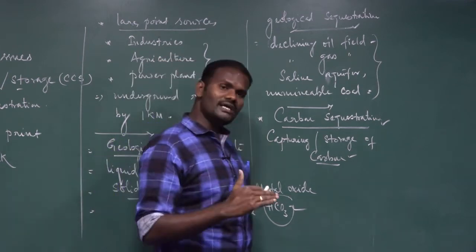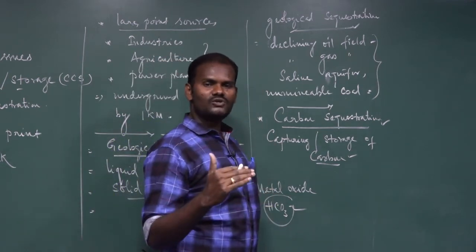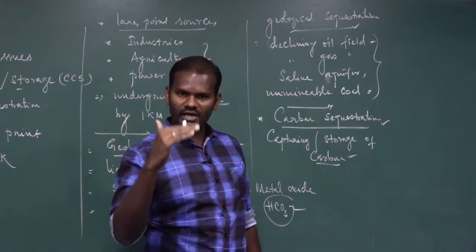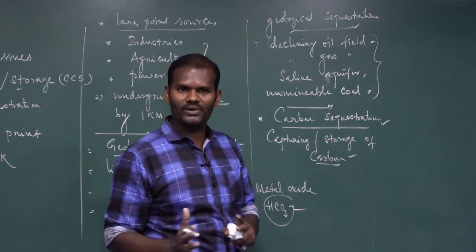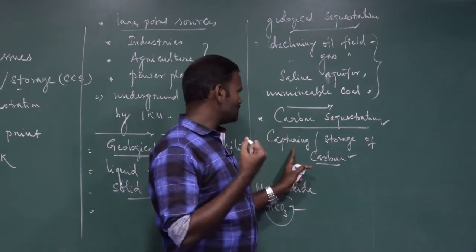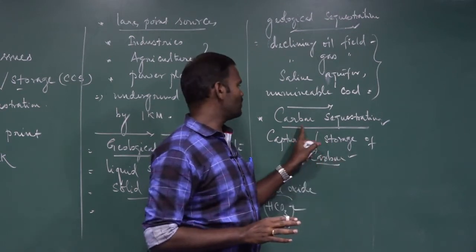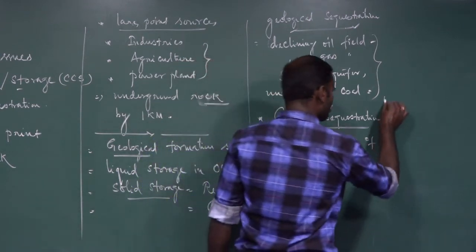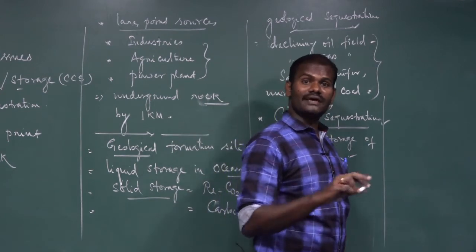So to reduce the availability of carbon dioxide in the atmosphere, in order to mitigate, which means to reduce global changes, we have to capture the carbon and store it in a particular site. This is called carbon sequestration. So how do we sequester carbon? It occurs either naturally or terrestrially.